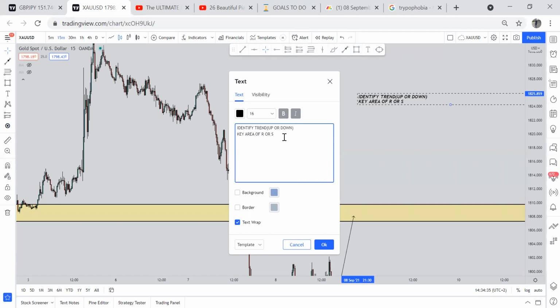Okay, so for an example, let's say we are trending up, right? Now the second question is, are we at the resistance or support? We're at the support. So when we are at the support, what is it that we are doing? We're looking for buying opportunities because we are trading with the trend, not against the trend.